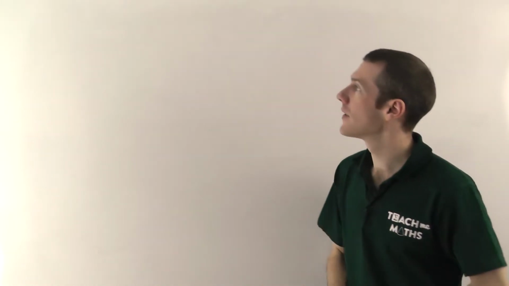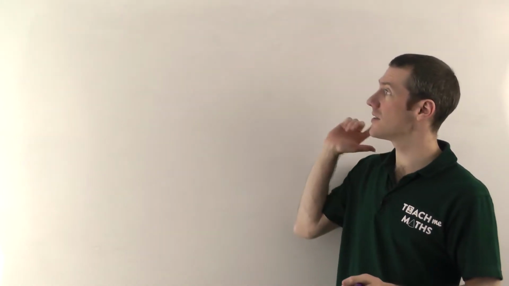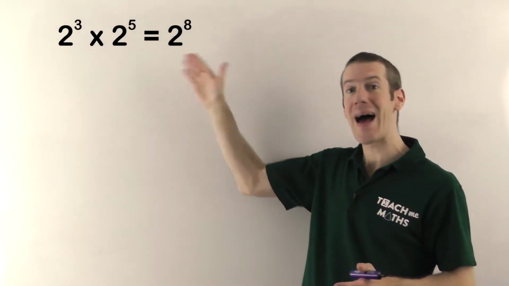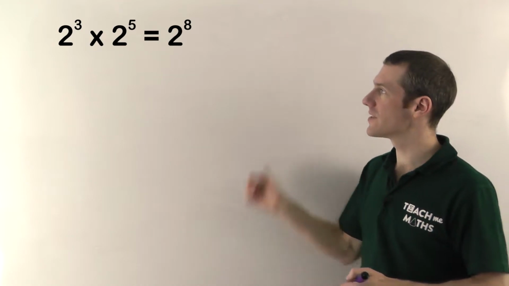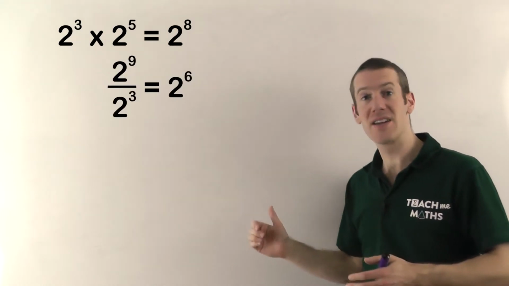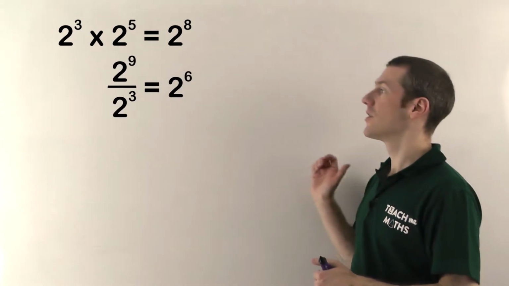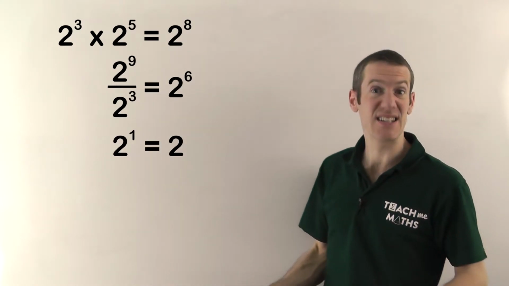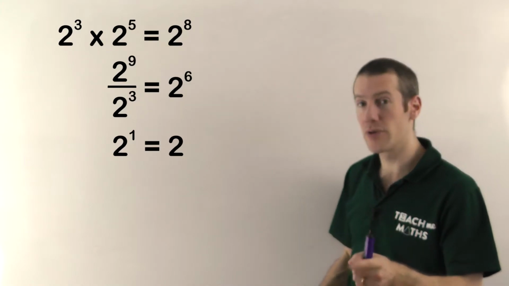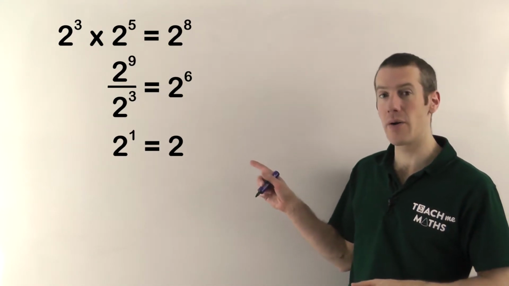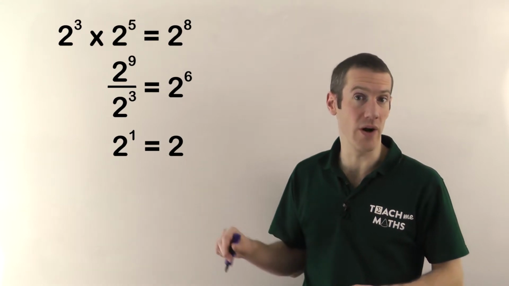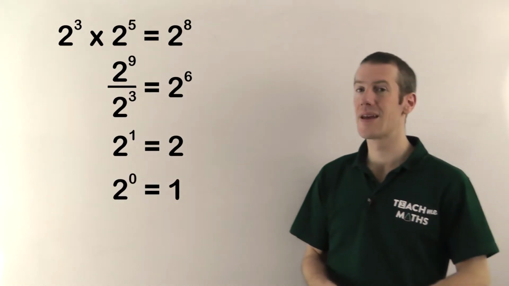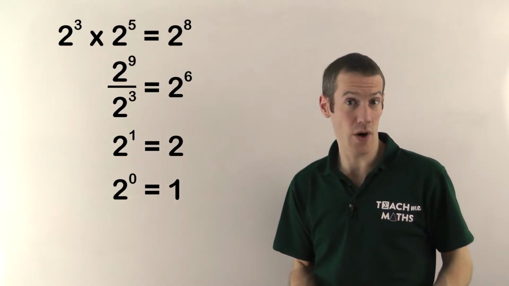So quickly then, the first law of indices is the adding law. When you're multiplying with powers, you add the powers. The second law of indices, when you're dividing, you subtract the powers. Third law of indices, anything to the power 1 is itself. But often more importantly with that one, if you have something without a power, it really has a power of 1, not 0. Fourth law of indices, anything to the power 0 is 1.